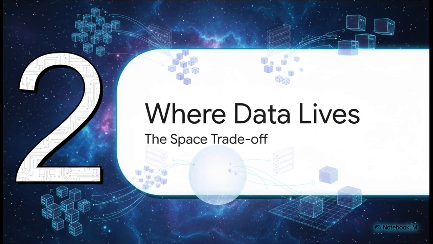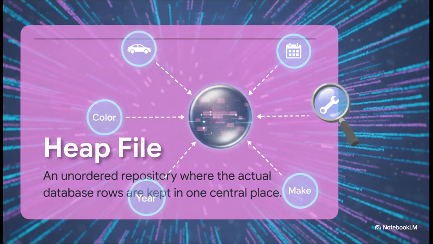Moving on to part 2. Where does data live? The space trade-off. We really need to look at the space trade-off that happens the exact moment an index actually finds what it's looking for. What's super interesting is that the index itself usually doesn't hold the actual data you want. Often, the secondary index only holds a reference pointer to something called a heap file. And a heap file is essentially just an unordered storage repository where the actual database rows or documents are kept in one massive central place.